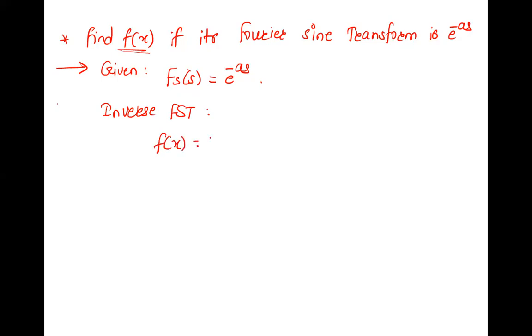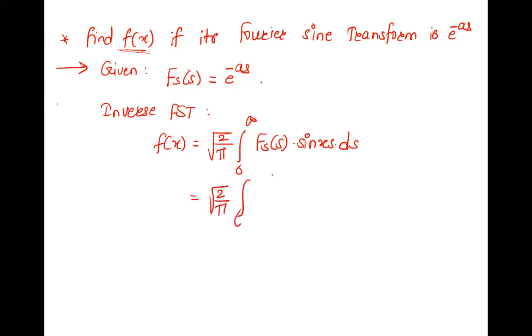F of x equals root 2 by pi, integration 0 to infinity, F_s into sin sx ds. Right, F_s is e raised to minus as, so f of x equals root 2 by pi, integration 0 to infinity, e raised to minus as sin sx ds.